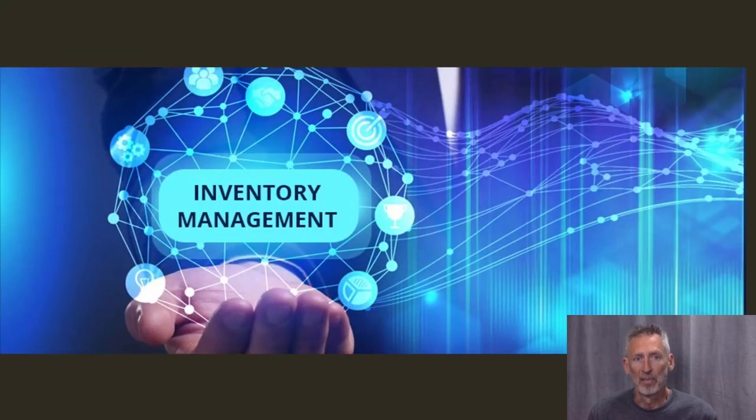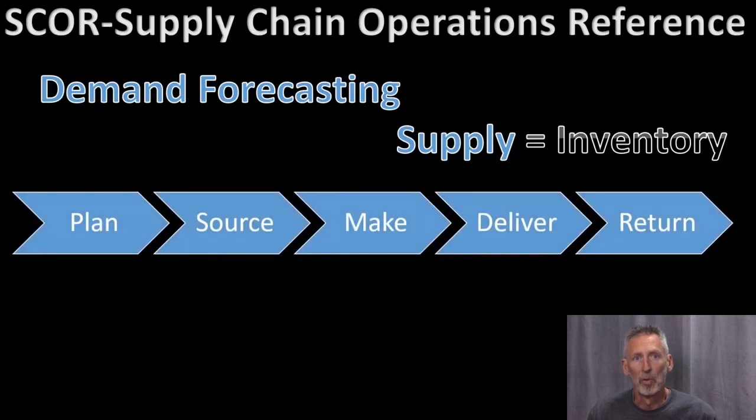So in this podcast, we're going to explore inventory management. And when we look at inventory management, we can refer back to our SCORE model. In our SCORE model, we define these 5 specific areas of supply chain operations: planning, sourcing, making a product, delivering it, returning it. So inventory management is balancing demand planning or demand forecasting with our supply. We're balancing out what we expect our demand to be with the supply, or our inventory.